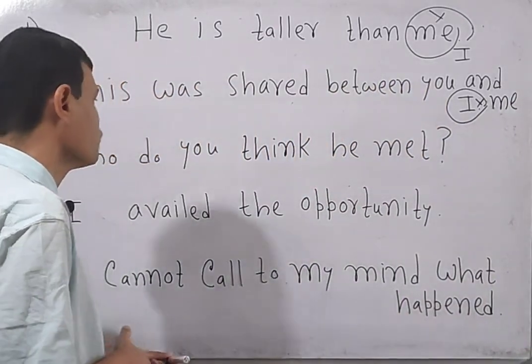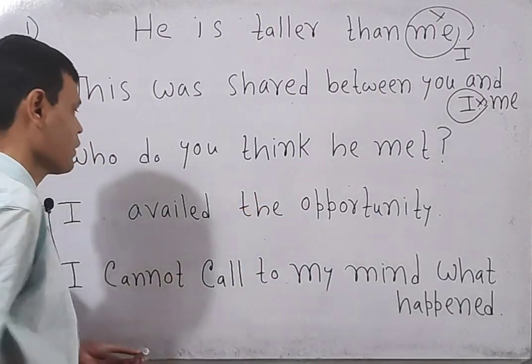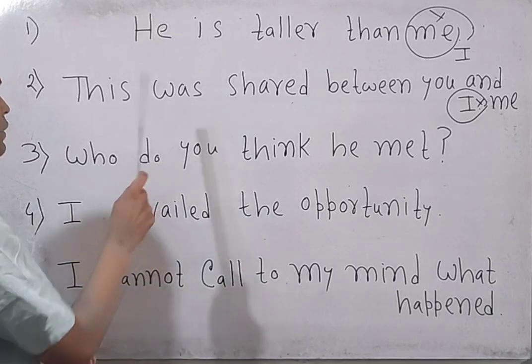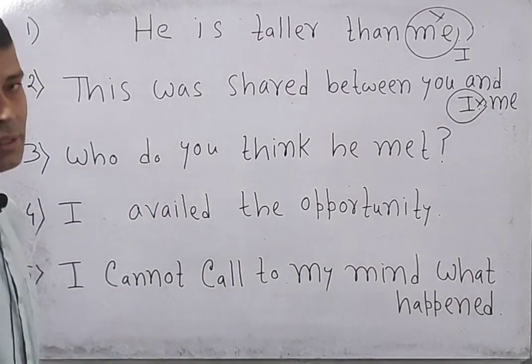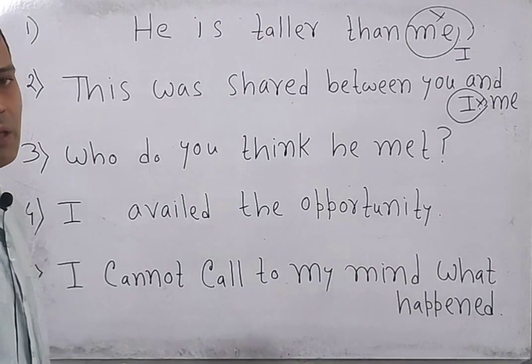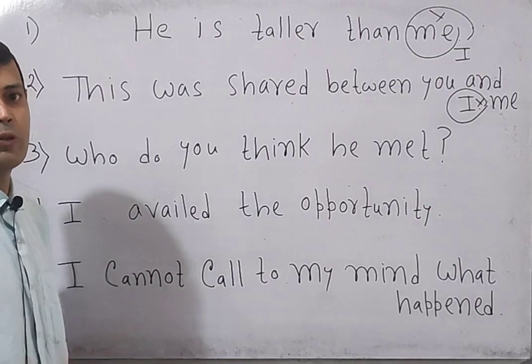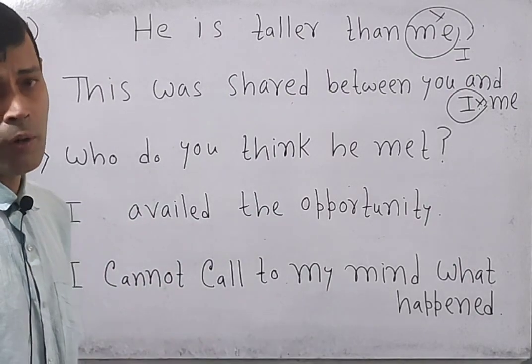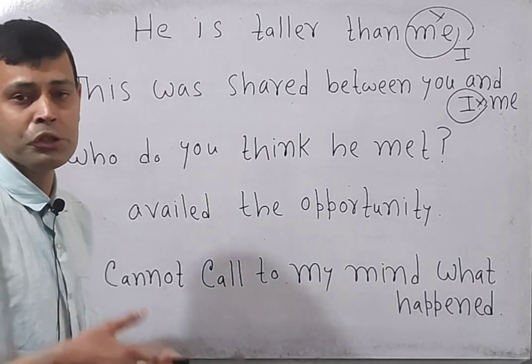Now, go next. Who do you think he met? Subject, verb. Again, here is the subject again. So, in both cases, subjects are common. Then, what is written after subject? Generally, verb. Thereafter, object. So "who" cannot be the object. Therefore it is functioning here as object. If we ask what is the objective form of who, it should be whom.